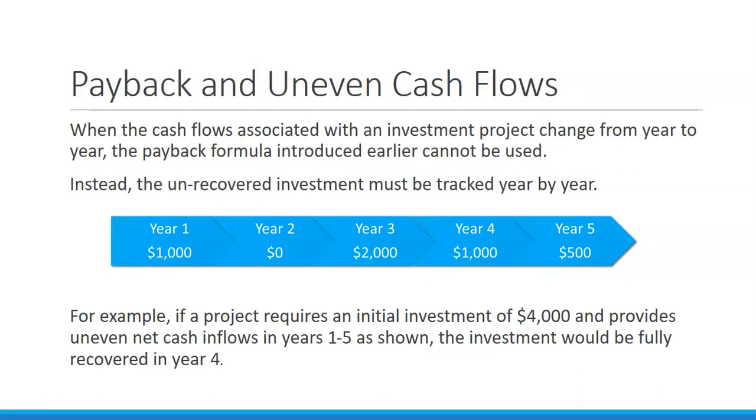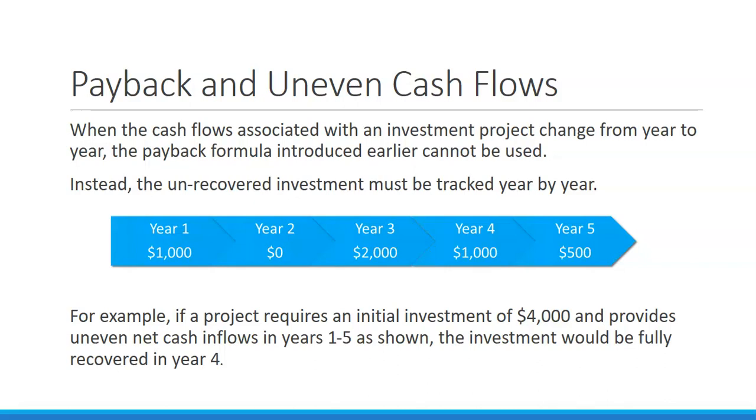When we have uneven cash flows with a project, we can't use that payback formula. If we have even cash flows every year, we take the investment divided by the cash flows. But if the cash flows are different every single year, then we have to determine what the payback is based on the investment. So we have this example of an initial investment of $4,000.